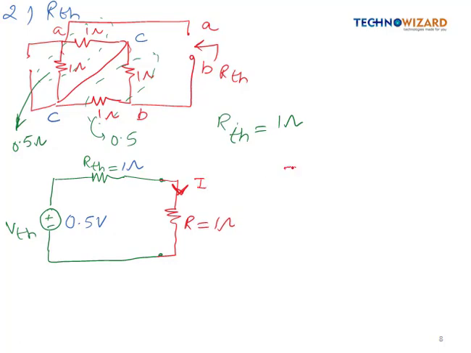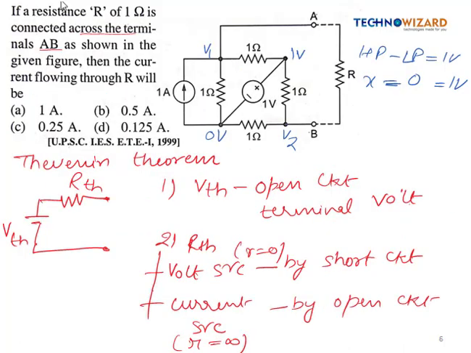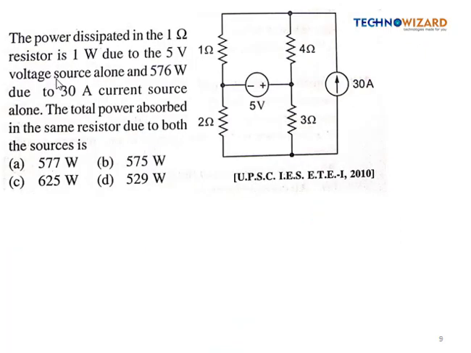Simply we can find the value of current I as VTH upon RTH plus R. So VTH value is 0.5 divided by RTH, which is 1, plus 1. So this will be 0.5 by 2. So the current I value is coming as 0.25 ampere. See the options. So option C is correct. Let's see the next question.